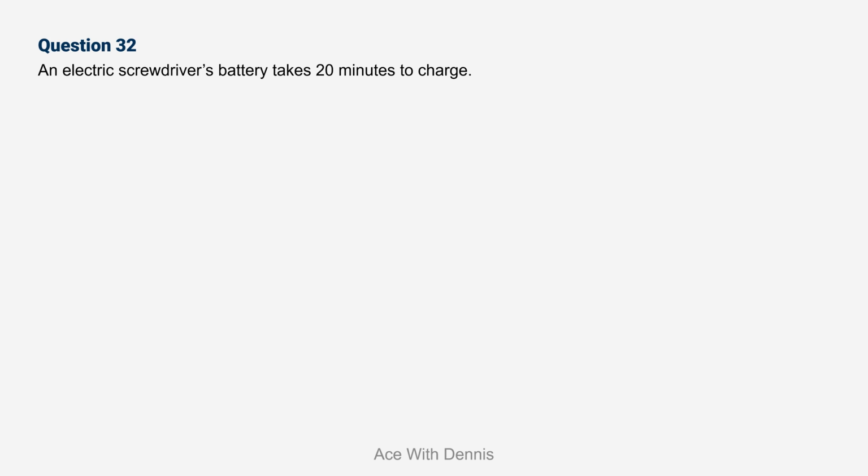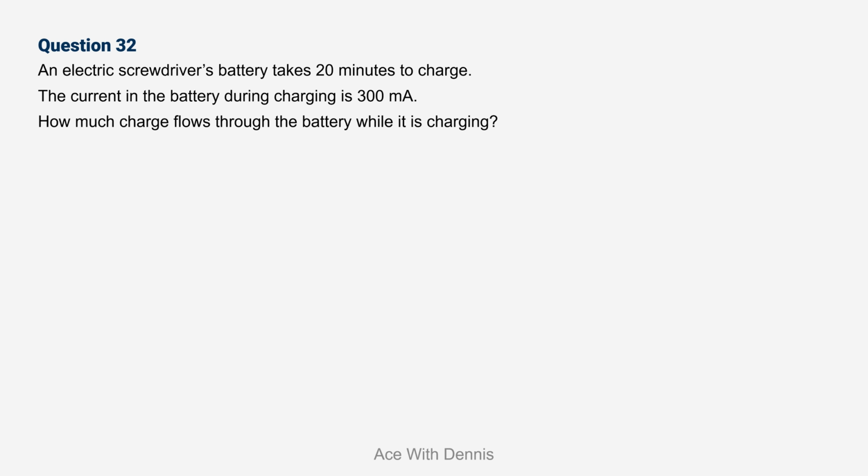Question 32. An electric screwdriver's battery takes 20 minutes to charge. The current in the battery during charging is 300 milliamps. How much charge flows through the battery while it is charging? Is it A, 6.0 coulomb, B, 360 coulomb, C, 6,000 coulomb, or D, 360,000 coulomb?